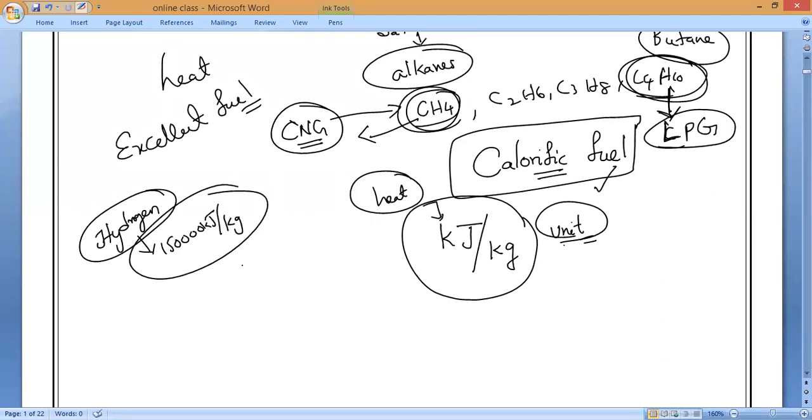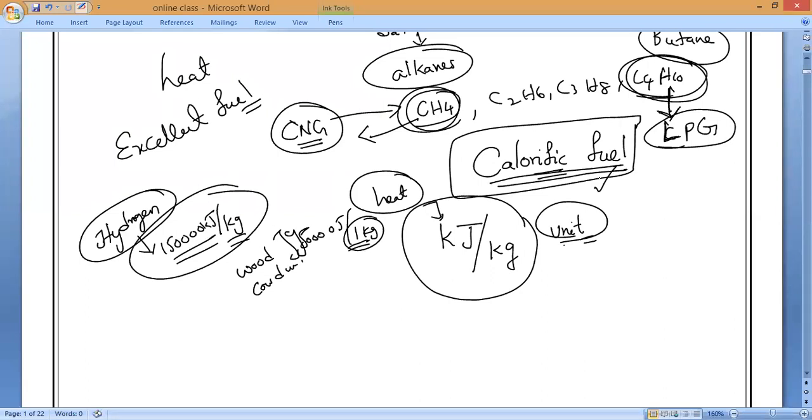In the same way, if we take wood or cow dung, understanding? These will produce almost 50,000 joules, 50,000 joules per burning of 1 kg. So that is what we will say is the calorific value.